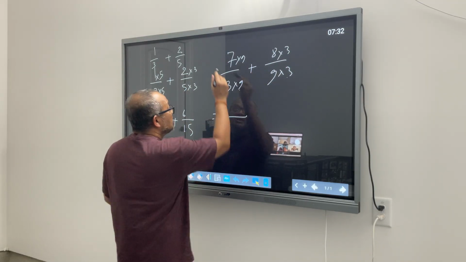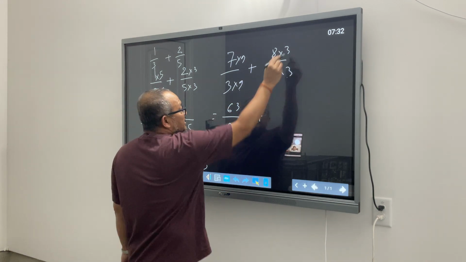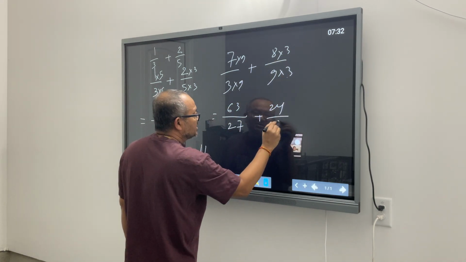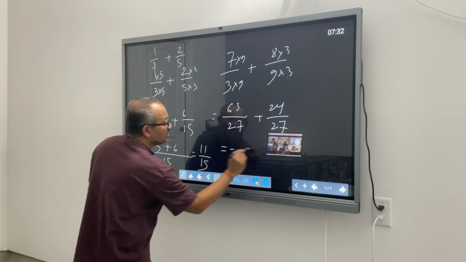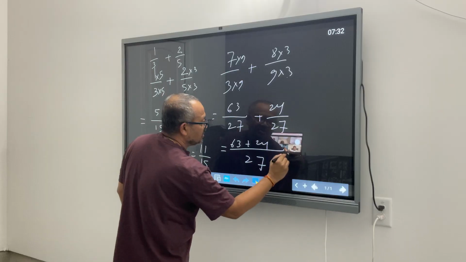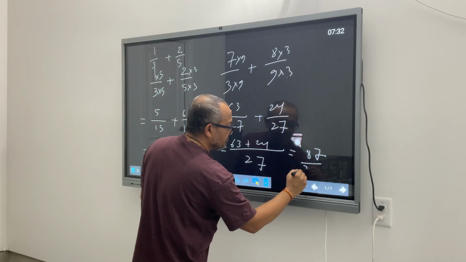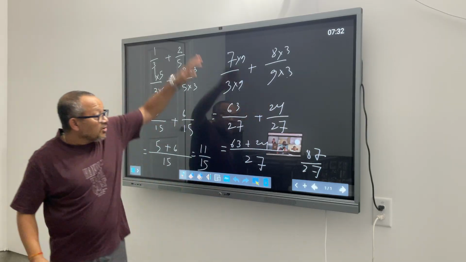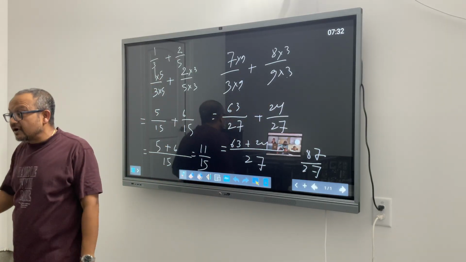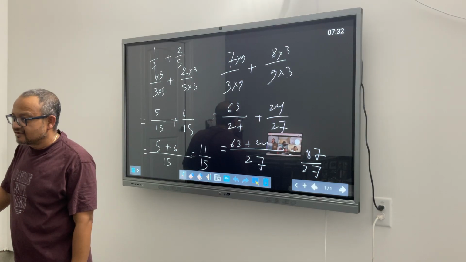So this becomes 7 times 9, 63 by 27, and this becomes 8 times 3, 24 by 27. Same denominator, 27 here, 63 plus 24. 63 plus 24 is 87. Without doing LCM also, I am able to find out the answer. That is why I am calling it a dirty technique.